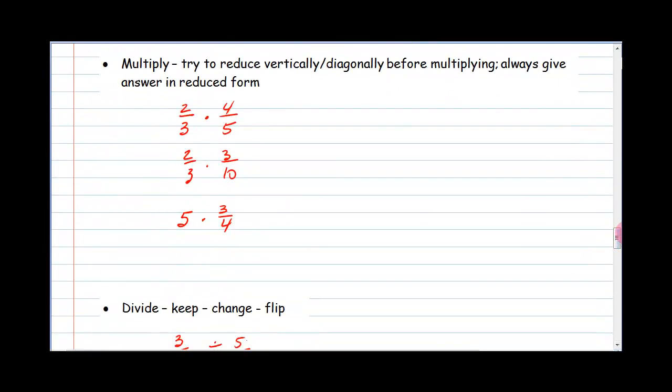Now what do we do when we multiply fractions? Well, I can try to reduce vertically or diagonally before I ever multiply, and then when I get my final answer I can reduce. The difference between addition and subtraction and multiplication of fractions is that I'm going to multiply straight across in the numerator, 2 times 4, and I'm going to multiply the denominators, 3 times 5. Well, I end up with 8 over 15, which does not reduce.